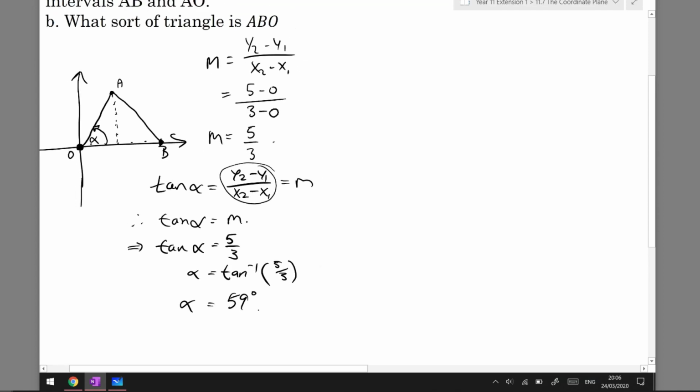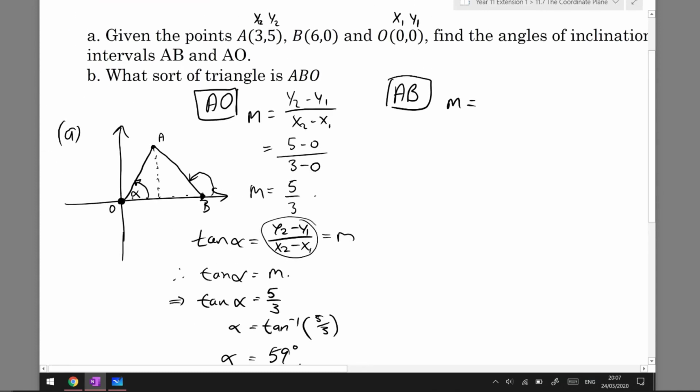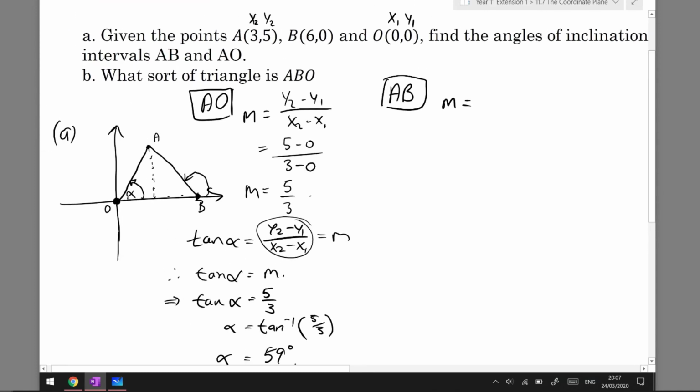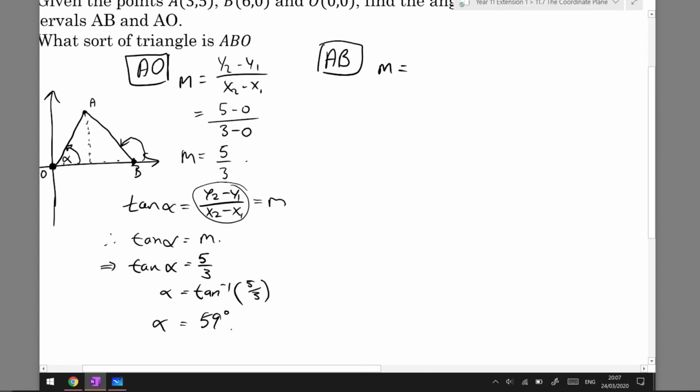For our second one, we need to find the angle of inclination for AB, which is this bit here. So there's AB. We need to find the gradient to begin with. We're going to be using A and B this time, so not A and O, A and B. I'll put x1, y1 there for B, and x2, y2 can stay on the A.